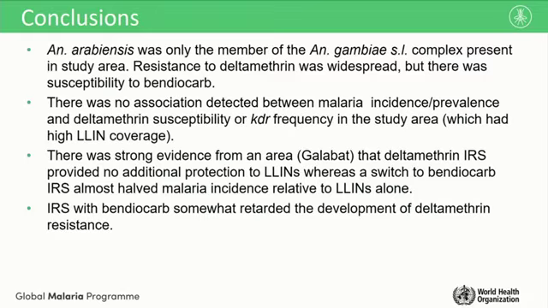To conclude, Anopheles arabiensis is the only member of the Gambiae complex present in this area. Deltamethrin resistance is widespread. Bendiocarb resistance wasn't observed, and hence we had a very marked effect with the use of bendiocarb IRS. There was no association between malaria incidence and prevalence and deltamethrin susceptibility or KDR frequency in this area. There was strong evidence that deltamethrin IRS provided no additional protection to long-lasting nets, and that the switch to bendiocarb almost halved malaria incidence. There's also some evidence of retardation of the evolution of resistance.